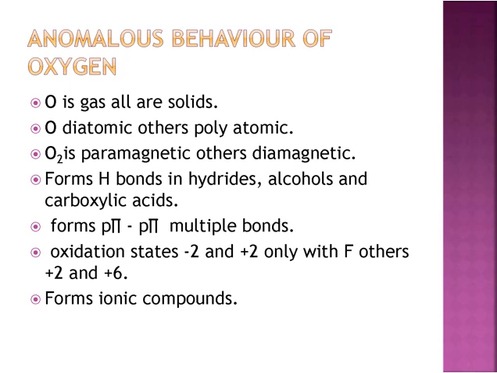Anomalous behavior of oxygen. If we point out the anomalous behavior of oxygen, oxygen is a gas, all others are solid. Oxygen is diatomic, others are polyatomic. Oxygen is paramagnetic, others are diamagnetic. Oxygen can form hydrogen bonds in hydrides, alcohols and carboxylic acids. It forms p-pi multiple bonds. Oxygen exists in -2, and +2 only with fluorine, while the others exist in +2, +4 and +6 states. Oxygen can form only ionic compounds in this group.